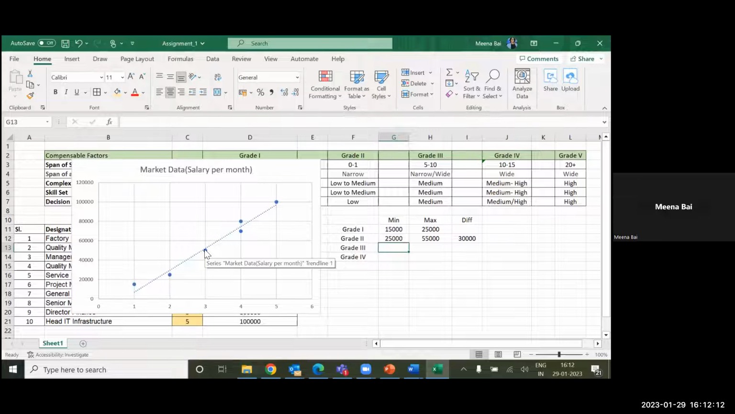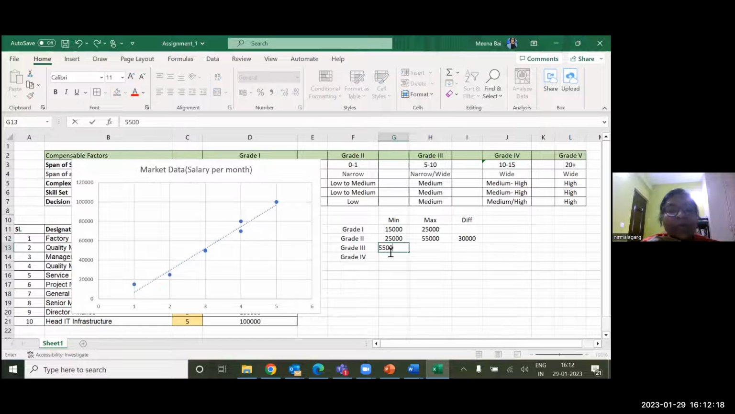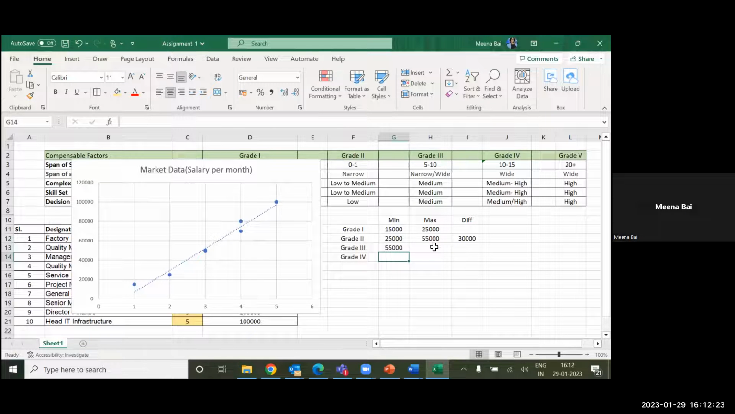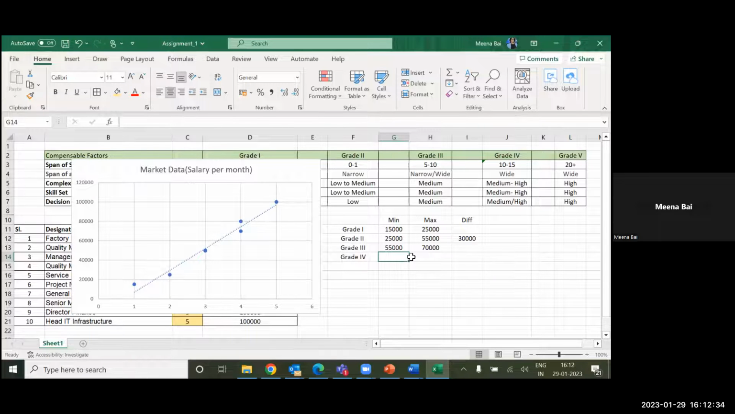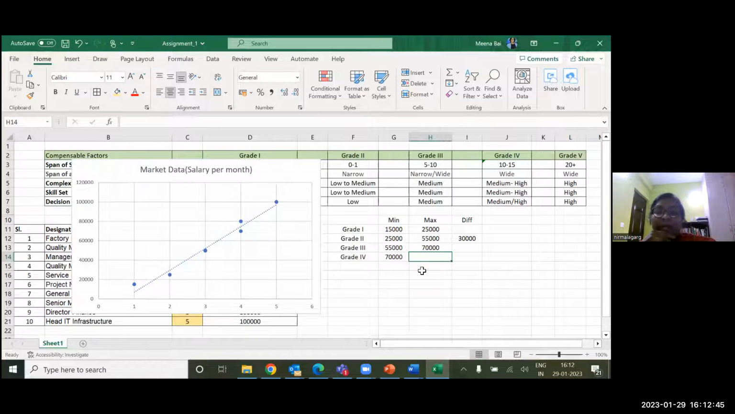Starting minimum is 55 for grade 3. Right. And then you can have 70. Yep. Grade 4, okay, we'll just total grade 4. Grade 4 will complete at 72, 80,000 actually, or like 1 lakh. Okay, that's good enough. Now forget about the difference.